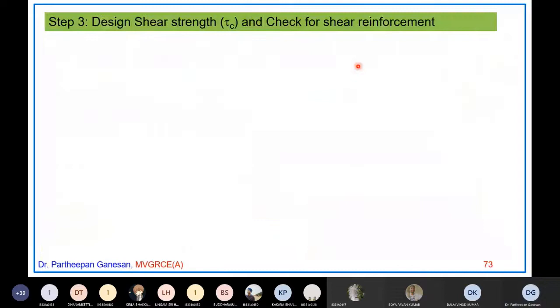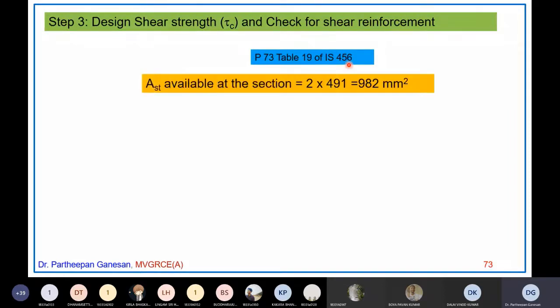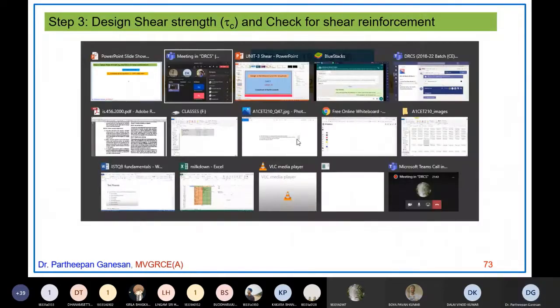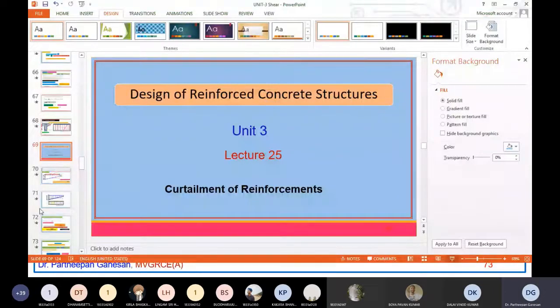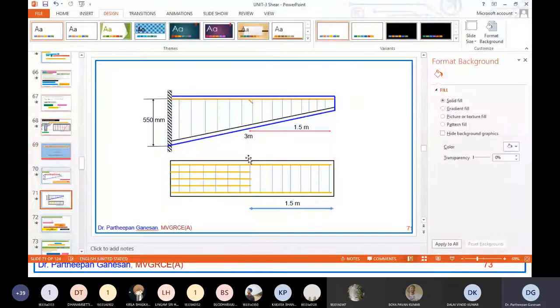Now, design shear strength tau c and check for shear reinforcement. So as you know, from page number 73, table 19 of IS 456. Now, as you know, Ast available at the section is only 2 number of 491, right? Remember, you may get sometimes confused right here. See, all of you are able to see this here. At this section, how many reinforcement bars are available on the right side? How many Ast available on the right side?